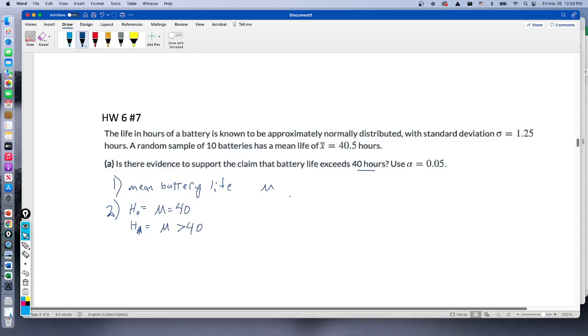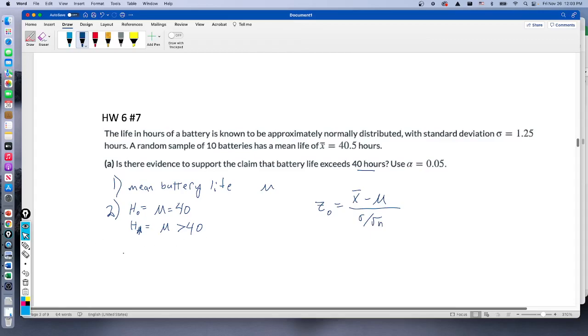So those are those two. What we're going to use is that we're going to measure the z-value, and we're going to use the sample mean minus the assumed population mean divided by the standard deviation over the square root of n. So we'll do that calculation.